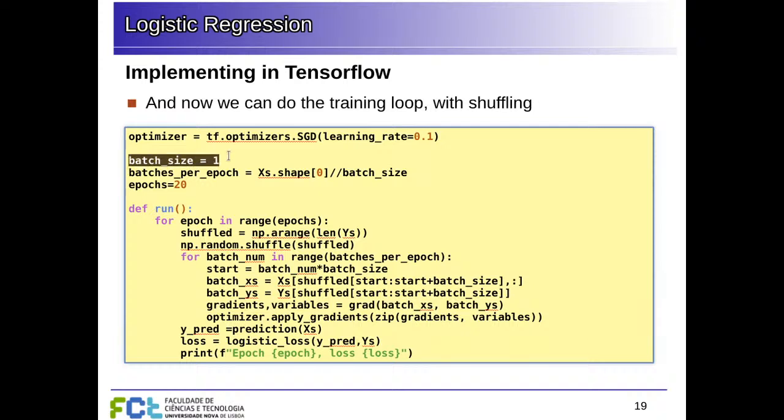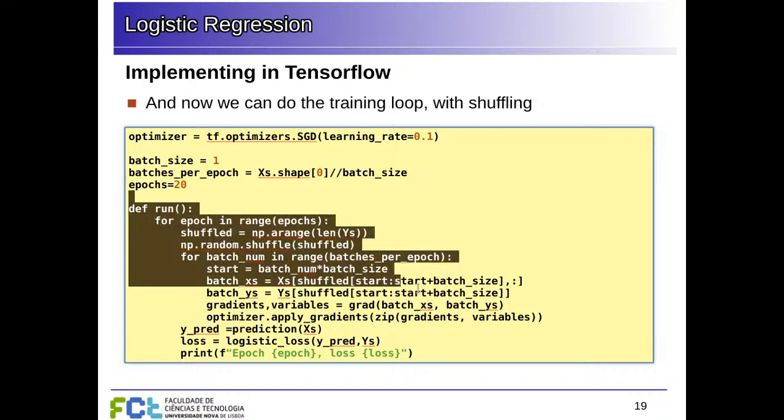So now we're going to create a batch size of 1. That is, we're going to present only one example at a time. We could do this with different batch sizes. The number of batches per epoch is just the number of examples that we have, with an integer division by the batch size. And the number of epochs that we're going to do, that is the number of complete passes through all the data, is going to be 20. You can then play a bit with these values, the batch size and the number of epochs, if you want.